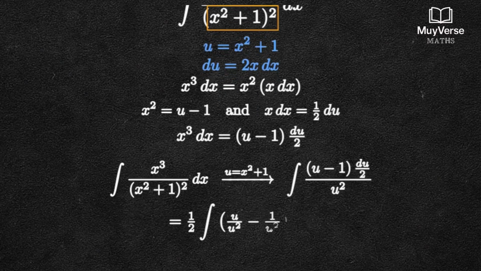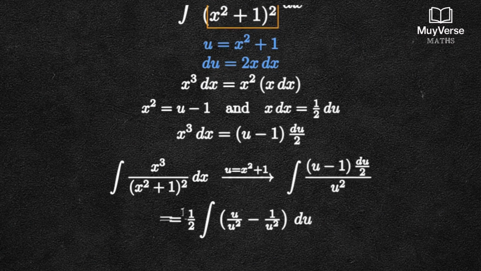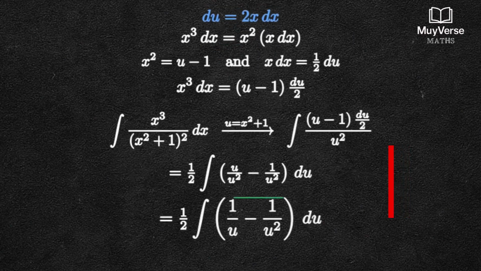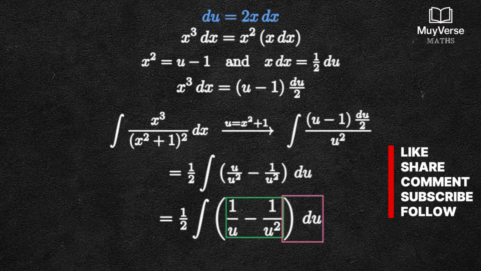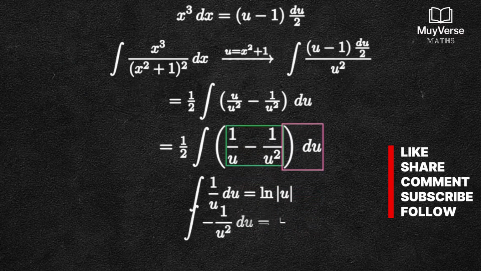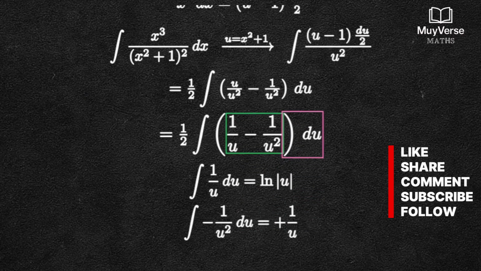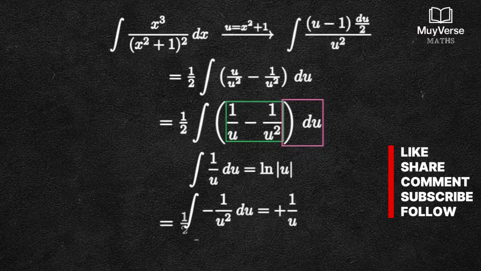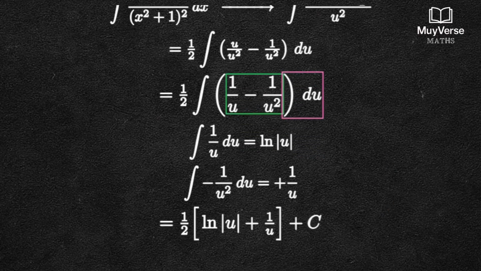So the integral equals 1/2 times the integral of quantity u over u squared minus 1 over u squared du. This simplifies to 1/2 times the integral of 1 over u minus 1 over u squared du. Integrate term by term. The integral of 1 over u is the natural log of the absolute value of u. The integral of negative 1 over u squared is plus 1 over u. Altogether we get 1/2 times bracket natural log absolute u plus 1 over u bracket plus c.